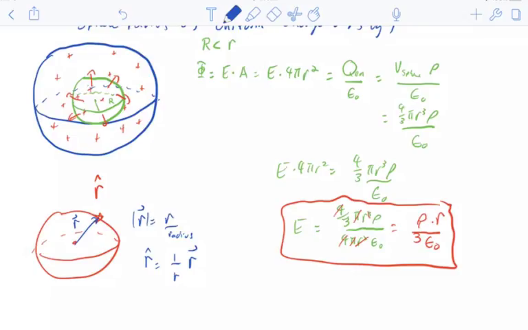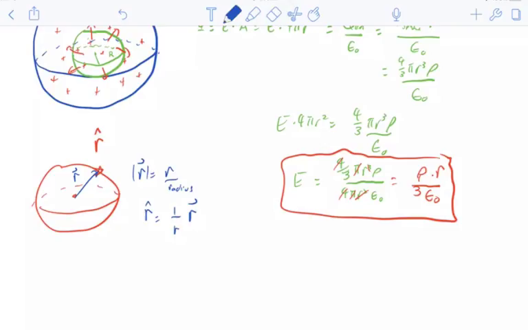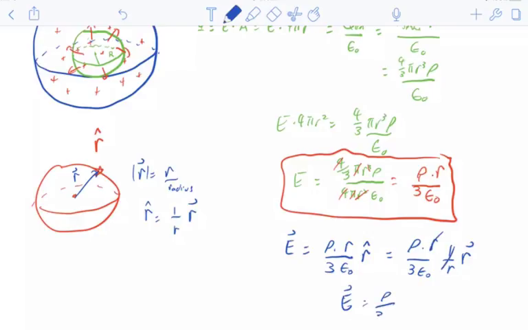And so, if you plug this into the equation, the electric field is going to be rho times r over 3 epsilon naught r hat. And because they hate you, you write it like this. 1 over r times the r vector, cancel, cancel. E is equal to rho over 3 epsilon naught times the r vector. Yeah? So hooray, things are more complicated and stupid than they need to be.